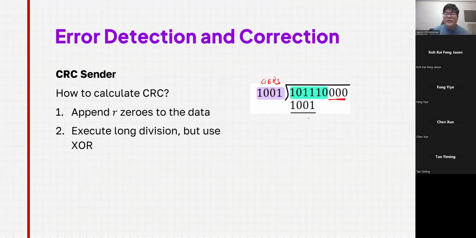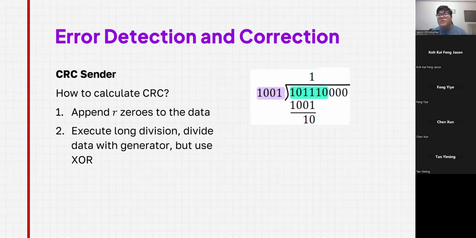Once we are done, we execute something similar to long division. But instead of doing subtraction, as we usually do for long division, we do it by the XOR method. In this case, say 1011, if I XOR with 1001, this will give me 0010, because this one is 0, this one is 0, this is 1, this is 0. Then I can put 1 in the quotient if I do an XOR at this certain bit.